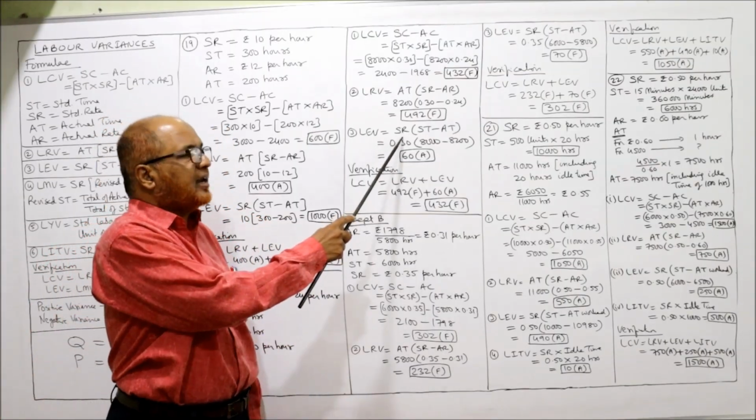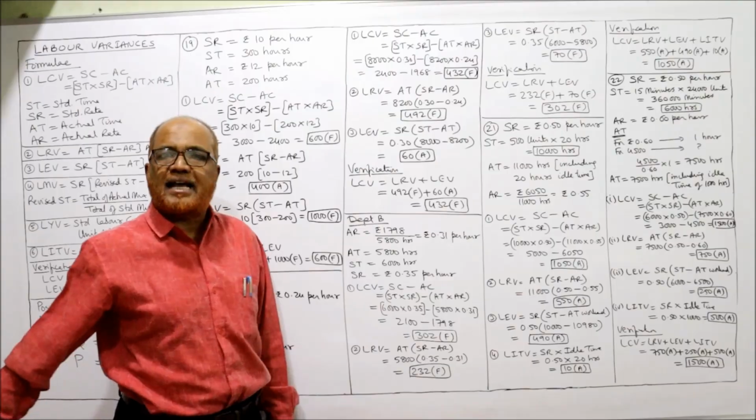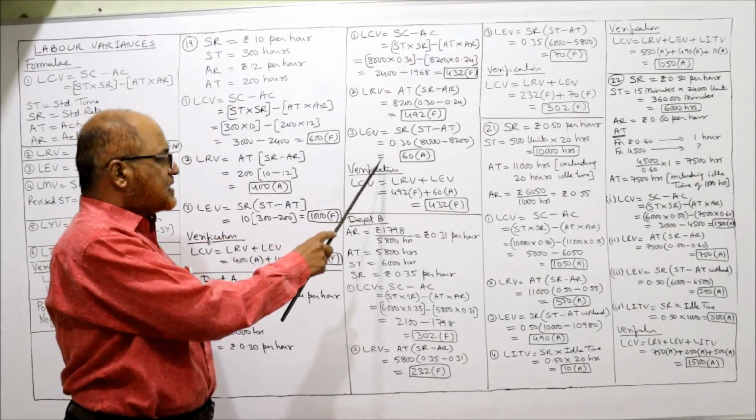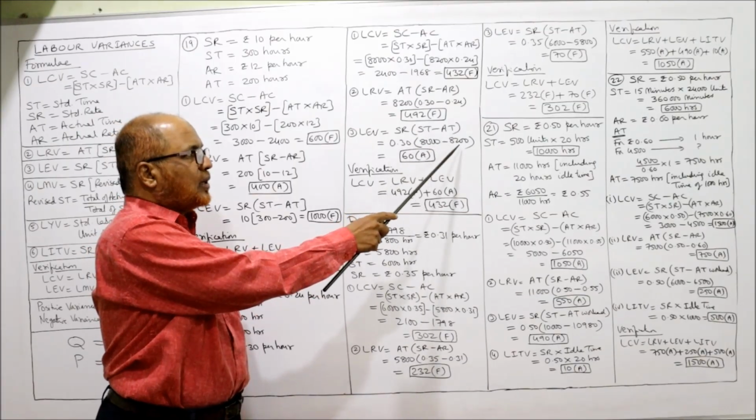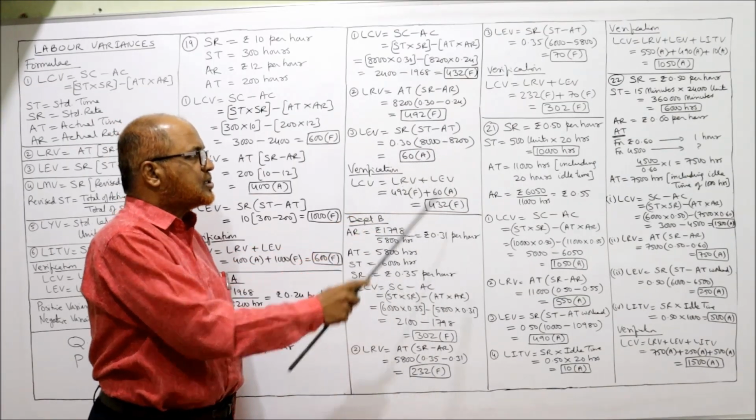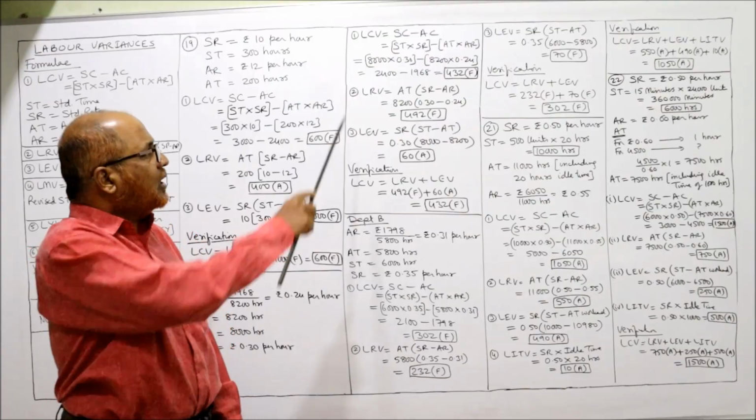Then LEV, labor efficiency variance. The formula is standard rate into standard time minus actual time. Standard rate is 30 paisa. Here we have given in the problem. Standard time 8000, actual time 8400, 8200. So 60 adverse. All the three we got.